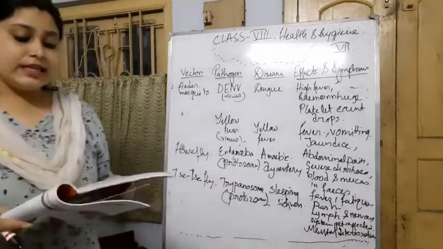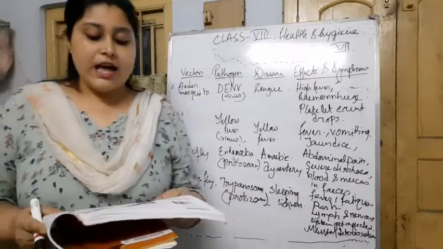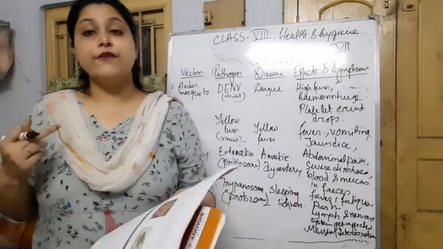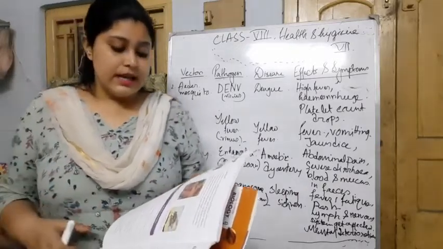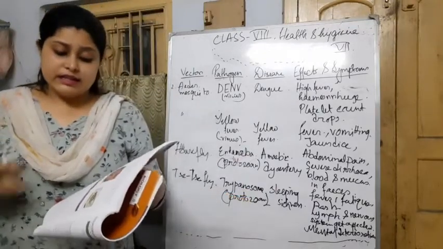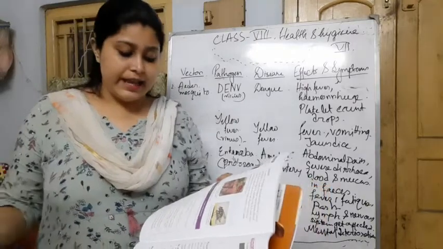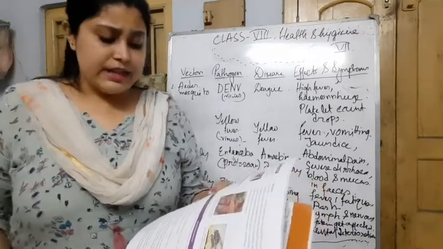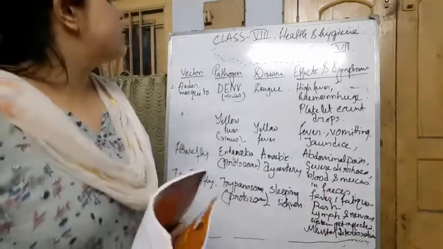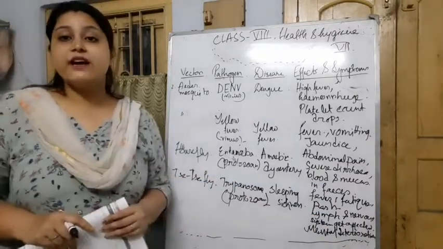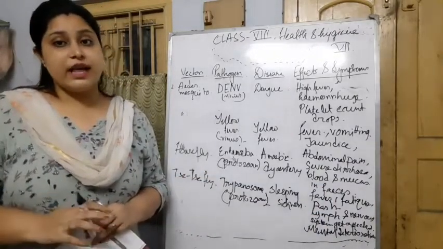Okay, so in the next class, I will talk about the rest of the vector-borne diseases. The diseases are like filariasis, plague, rabies, etc. Okay, so today that much is enough. In the next video, I will talk about those.